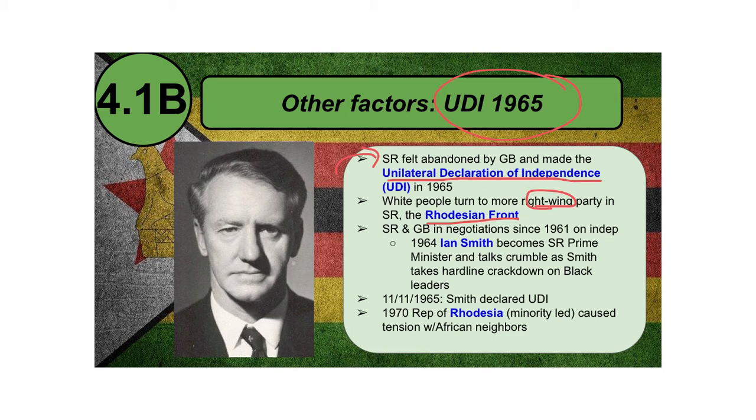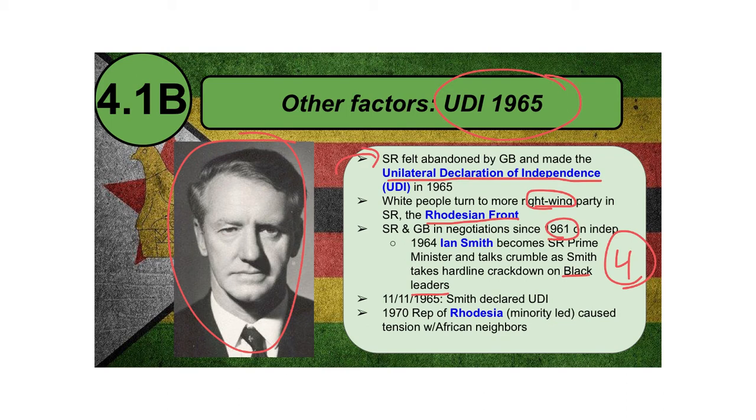Since 1961, Southern Rhodesia and Great Britain have been in negotiations on independence. Southern Rhodesia has been pushing for this for quite some time, at least 4 years. However, in 1964, Ian Smith, pictured here, became the Southern Rhodesian Prime Minister, and once he did that, talks crumbled because he took a hard crackdown on black leaders. When he became more militant and violent toward black leaders, talks between him and Great Britain broke down because they were not being held in good faith, and Britain and Southern Rhodesia just couldn't even talk anymore.